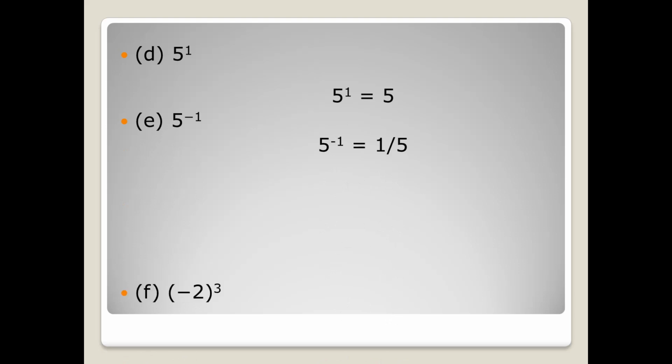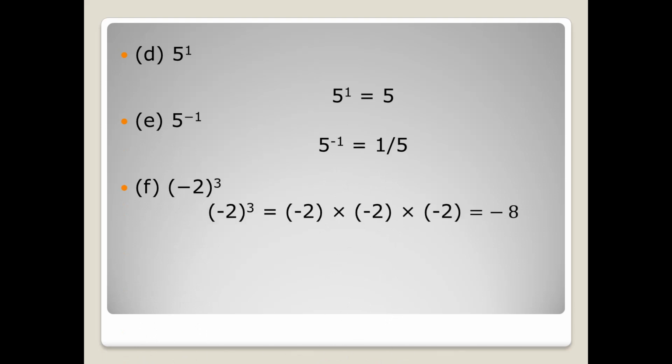5 to the power of 1 means we have to multiply 5 by itself once. So it's 5. 5 to the power of minus 1, we can write it as 1 divided by 5. Minus 2 to the power of 3 is minus 2 times minus 2 times minus 2. So if we multiply the negative signs here, minus times minus times minus is minus. 2 times 2 times 2 is 8. So the answer will be minus 8.